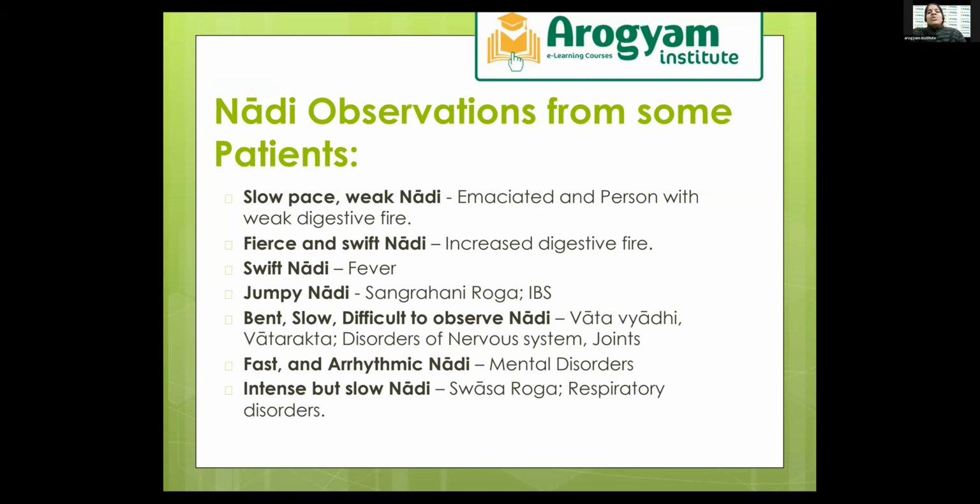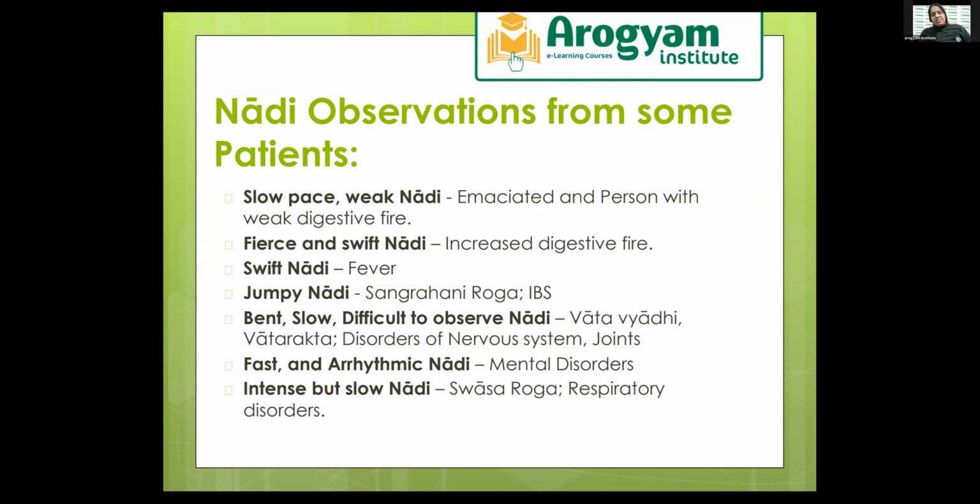Slow pace, weak nadi in an emaciated person. This shows that Agni is very less. Then fierce and swift nadi. This shows increased digestive fire. So बहुत ज्यादा है Agni. The person is very hungry. His digestive ability is very good. Then that means there is swift nadi.